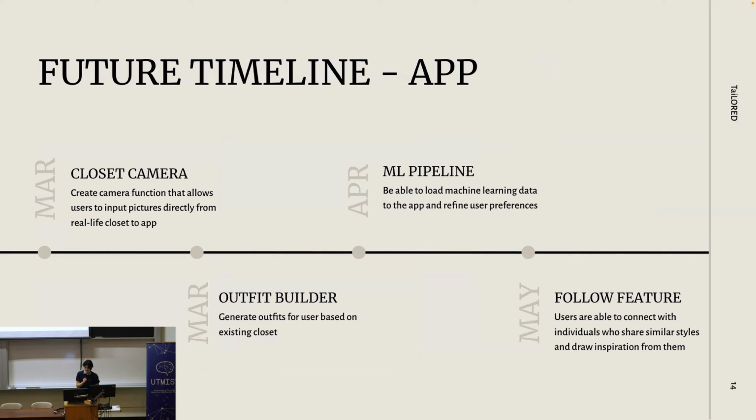Now, for the future timeline, we're looking to create the closet camera, which, instead of moving outside of the app to open your camera and take a photo, is all streamlined inside the app. We're also looking for the ML pipeline outfit builder to come together when the machine learning model is finally trained properly, so it can create outfits based on the clothing items that the user inputs. And also the follow feature, which would create a more social aspect, where you can see other people who have similar styles of fashion to yours and draw inspiration from there. And in the long run, you can also fine-tune your models based on the other people that you follow, so if you like their outfits, it could help the system recommend similar outfits to that.